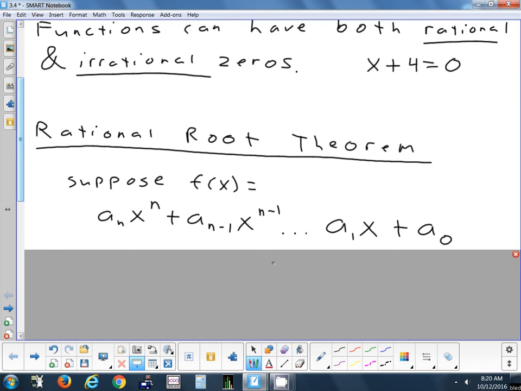All right, so this first part here is just saying, suppose we have some polynomial, and I've written it in descending order, from the highest degree term all the way down to the constant. So you might have something like 5x cubed plus 8x squared minus 3x plus 7. So you have some kind of polynomial.